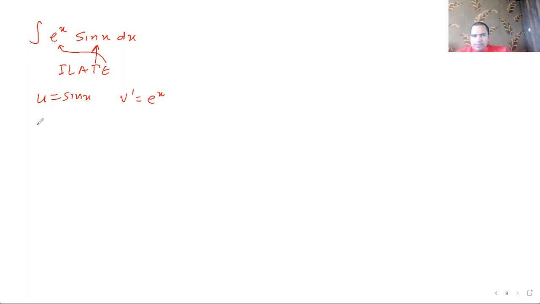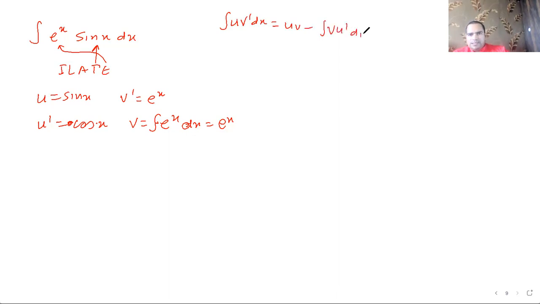So in my formulas, you'll need u dash is cos x. I mean, derivative of sine x is cos x. And v will be integration of e raised to x, which is e raised to x itself. So now you plug in the formula, which is integral of u v dash dx is uv minus integration of u dash v dx.